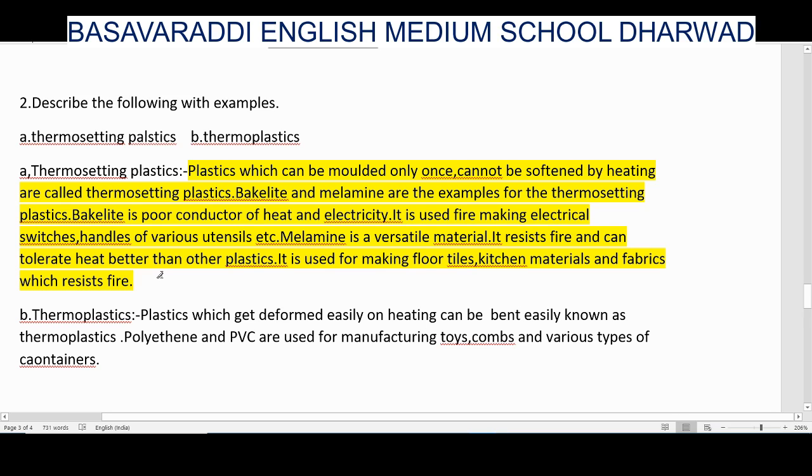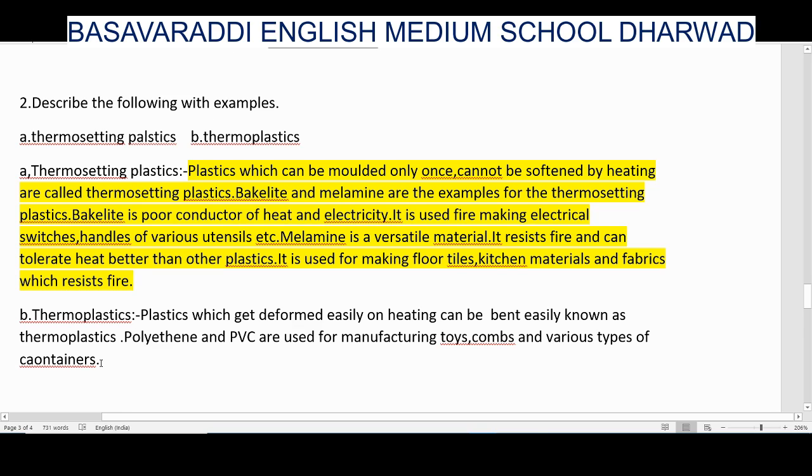Coming to the next one, that is thermoplastic. What are these thermoplastics? These are the plastics which get deformed easily on heating and can be bent easily. They are exactly the reverse of thermosetting plastics. That means they can change their shape easily when they are heated. Examples are polythene and PVC. Polythene and PVC are used for making toys, pipes and various types of containers.